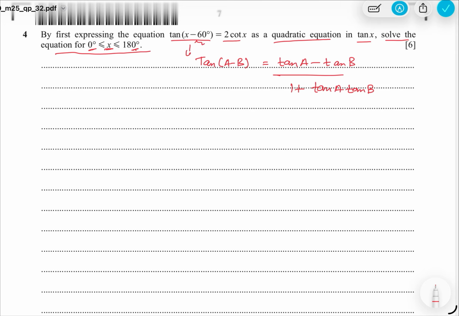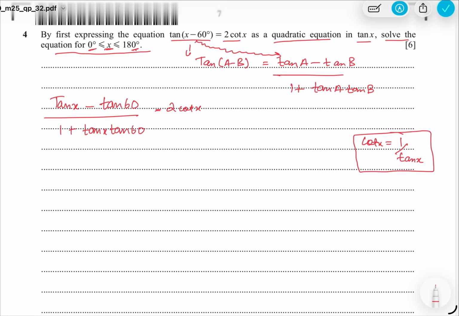Alright, so I'm expanding this by using this. So we will get (tan x minus tan 60) whole upon (1 plus tan x tan 60) equals 2 cot x. Now you should also know that cot x equals 1 over tan x. All right, it is a reciprocal of it. This you should know. Don't search it in the MF19. This you should know. Okay.